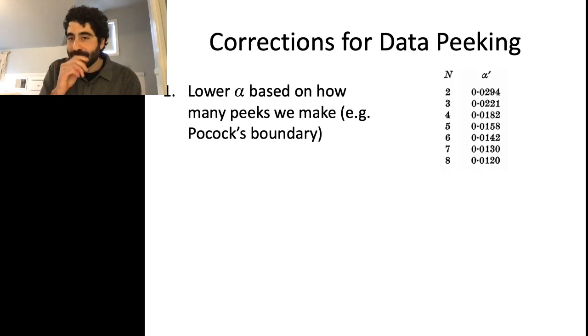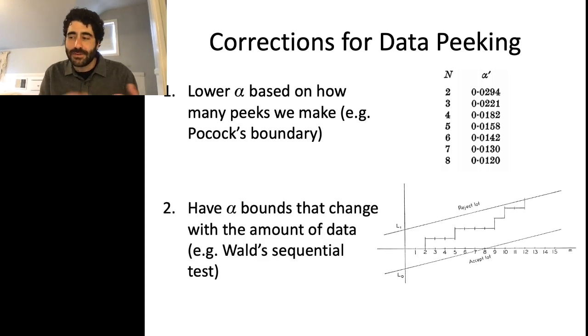This is one option. Another option is that we actually have our alpha bounds change with the amount of data that we collect, meaning that as we collect more data, these alpha bounds are getting smaller. And at least the first version of this was from Abraham Wald, who we saw back when we were talking about survivorship bias, right?